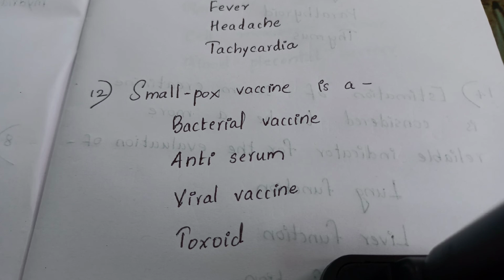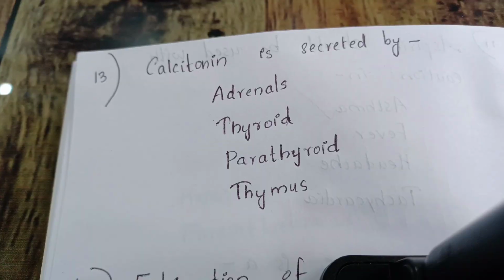The next question is smallpox vaccine is a bacterial vaccine, antiserum, viral vaccine, toxoid. The correct answer is it is a viral vaccine. The vaccine is made from a virus called vaccinia, which is a pox virus similar to smallpox but less harmful. The smallpox vaccine contains live vaccinia virus, not a killed or weakened virus like many other vaccines.